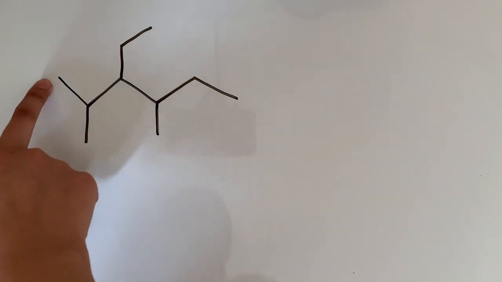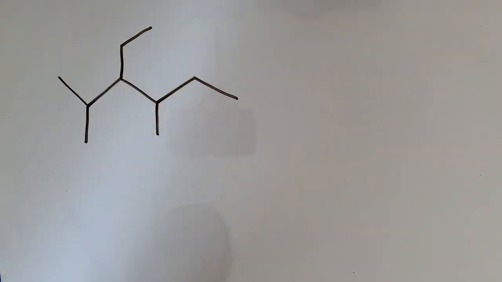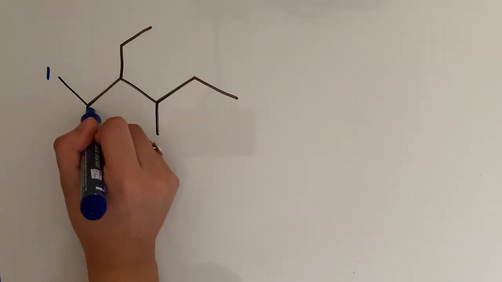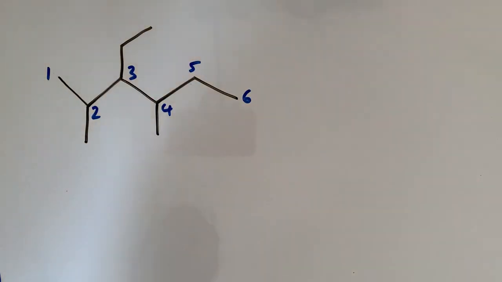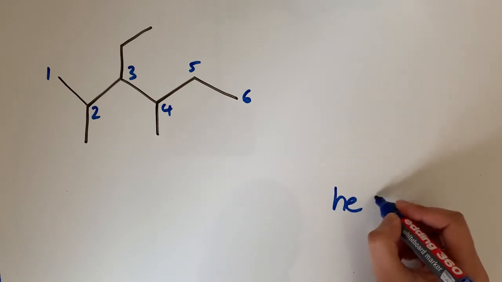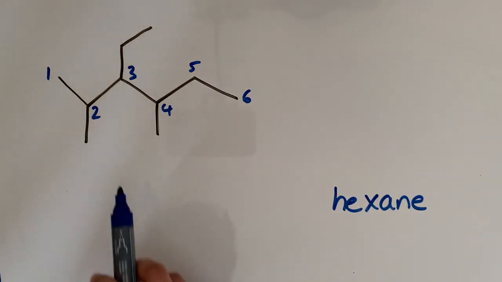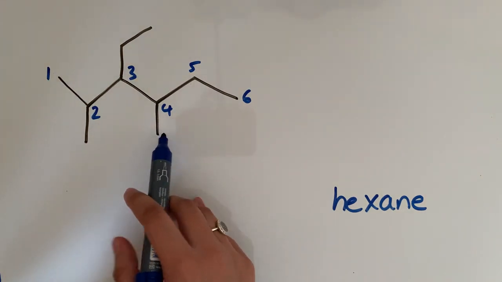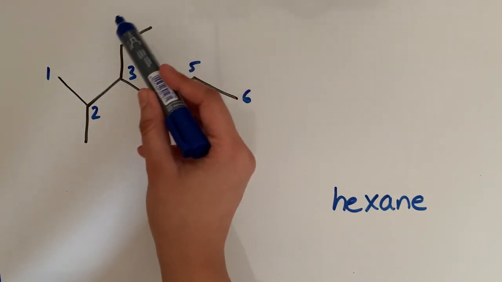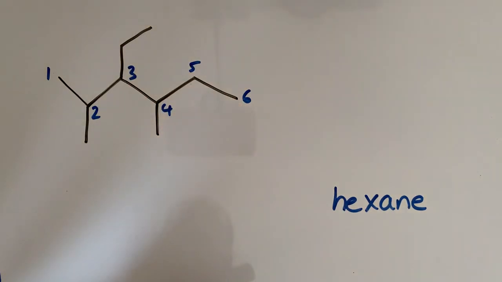So in this case, I should start numbering from here because my branches will then be on the smallest number carbon. So 1, 2, 3, 4, 5, 6. So the longest carbon chain is hexane, so the name's going to end in hexane. I now have two different kinds of branches. I have a methyl group here, a methyl group here, but this one here is what we call an ethyl group, because there's two carbons coming off.